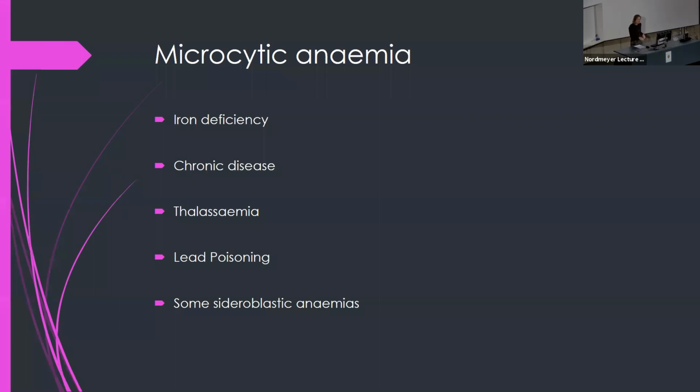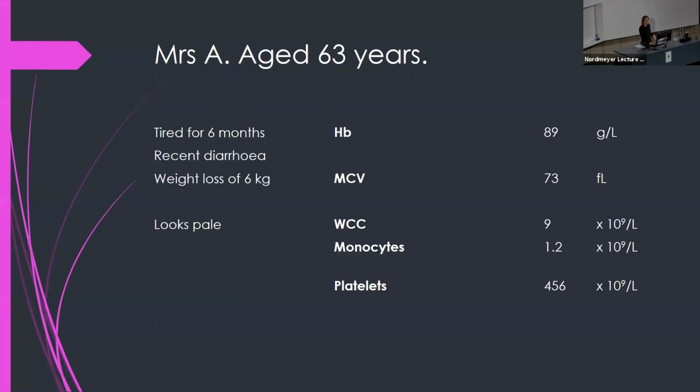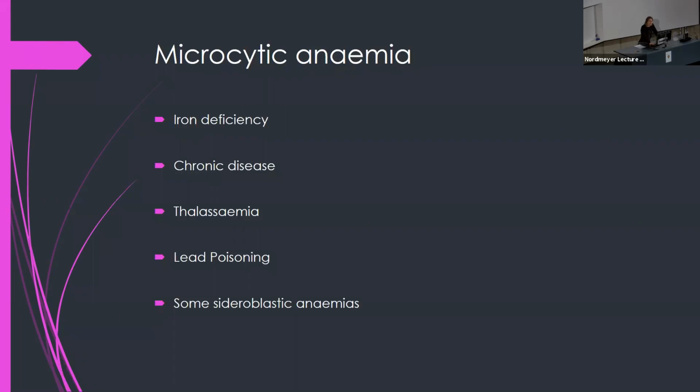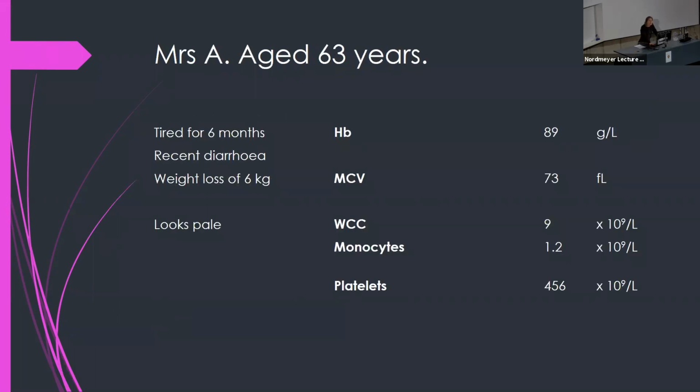Thalassemia: with the indices I've given you, it could be a thalassemia trait, but usually in thalassemia the MCV is lower. And this is all quite subtle, so I don't think you'd be expected to know the answer from what I've given you so far. But it probably isn't thalassemia, just because for that hemoglobin, the MCV would be a lot lower. Lead poisoning causes hypochromic microcytic anemia. It causes constipation rather than diarrhea.